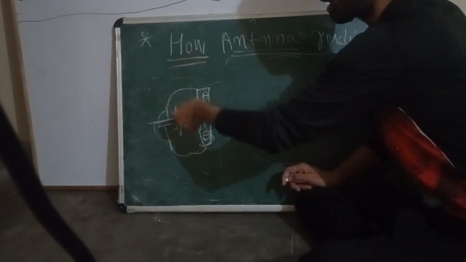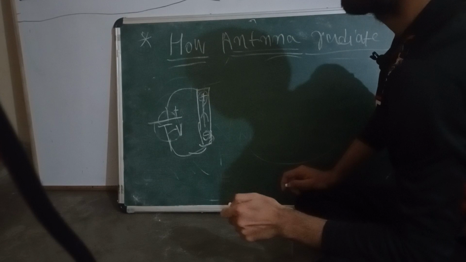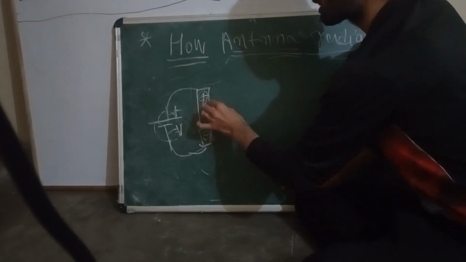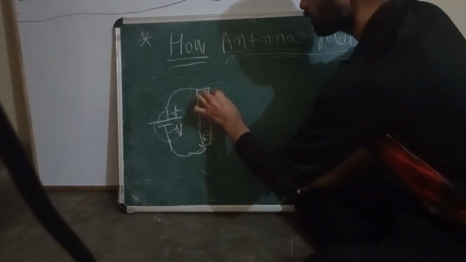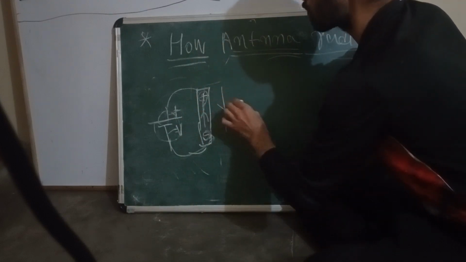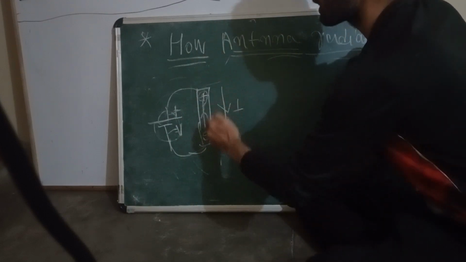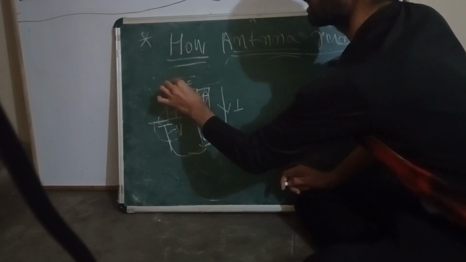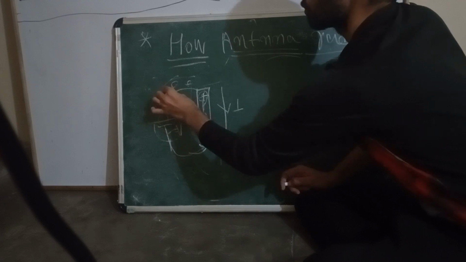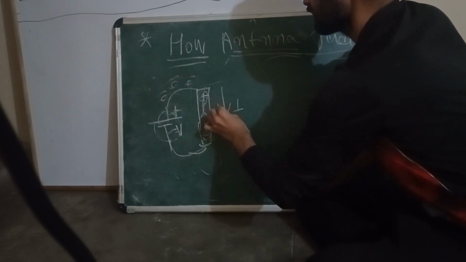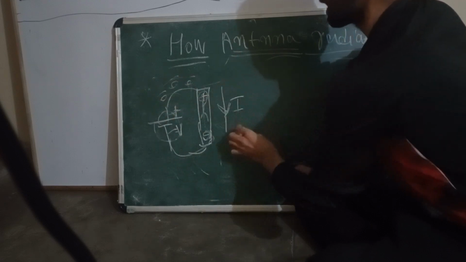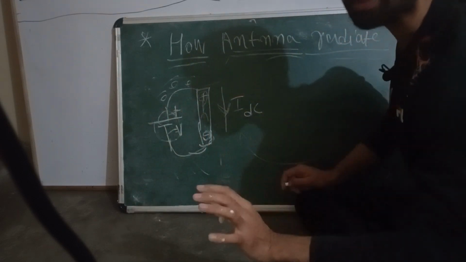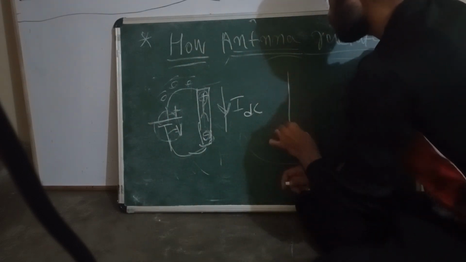Okay, so they will start coming to each other. Then there is a generation of current. So this will give us the flow of current. Charge is moving like this, like the electron is moving like this. These are the movement of electrons in this direction. Then current will flow in this direction, and this current is nothing but DC current, because we are applying the DC supply.